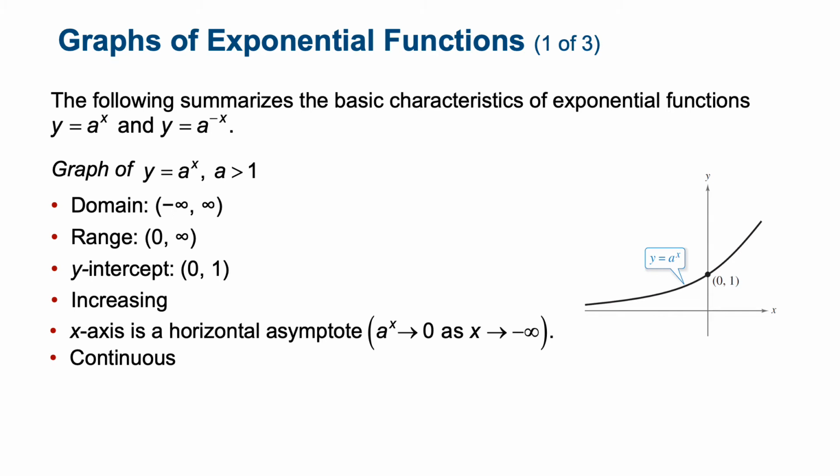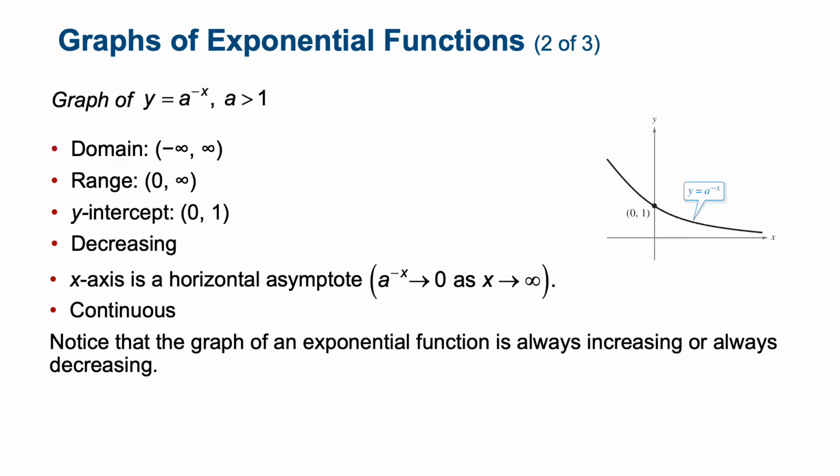Anyways, the y-intercept is (0, 1), right? Because any number to the power of 0 is 1. And it's increasing, yes. And the x-axis is a horizontal asymptote, so it approaches 0 as x goes to -infinity. This is because for a to the x, if x approaches -infinity, remember the negative is the reciprocal. So it's 1 over a to a large power, and as the exponent gets bigger and bigger, the denominator increases and therefore it approaches 0. And this function is continuous.